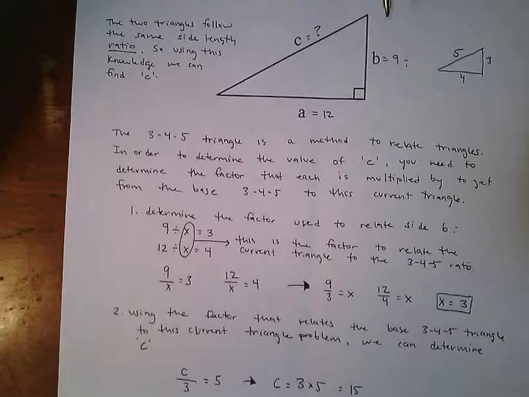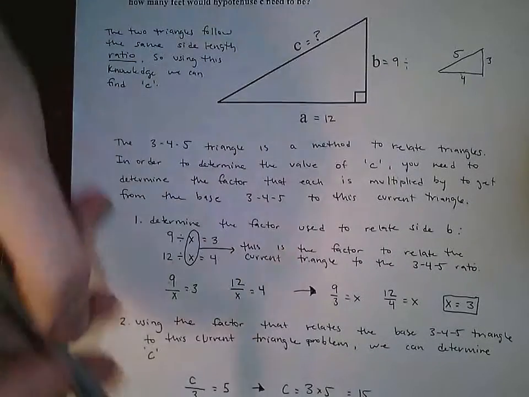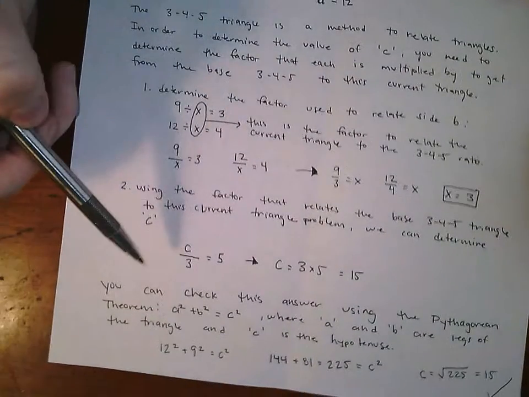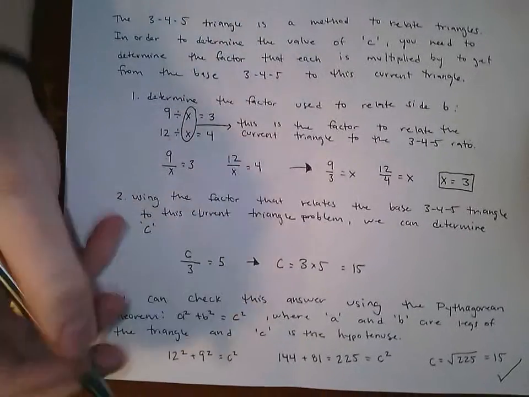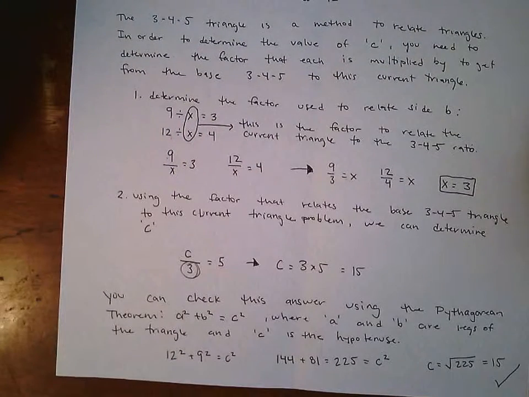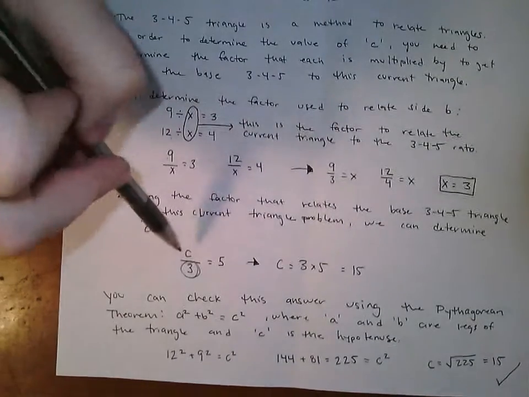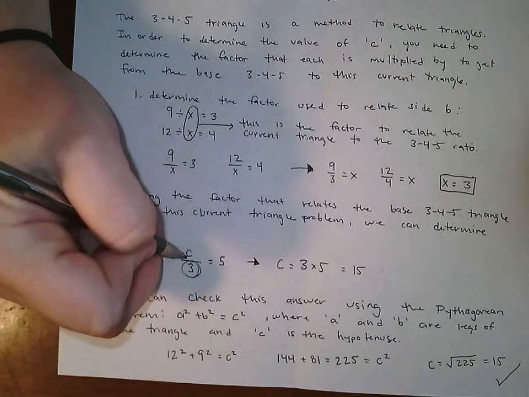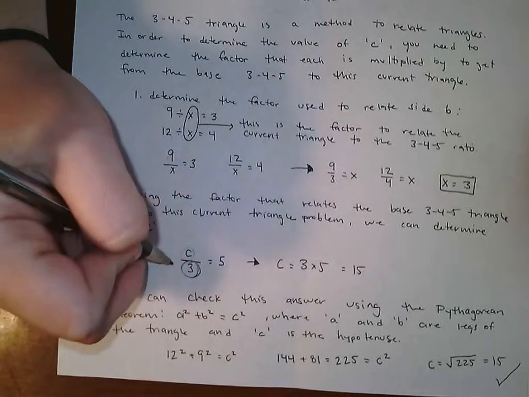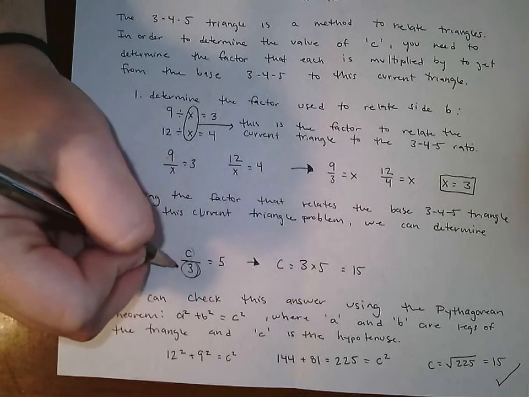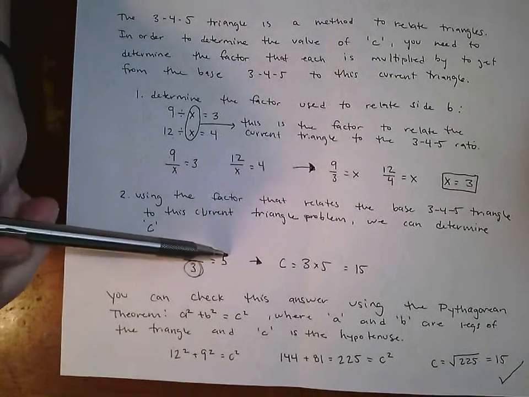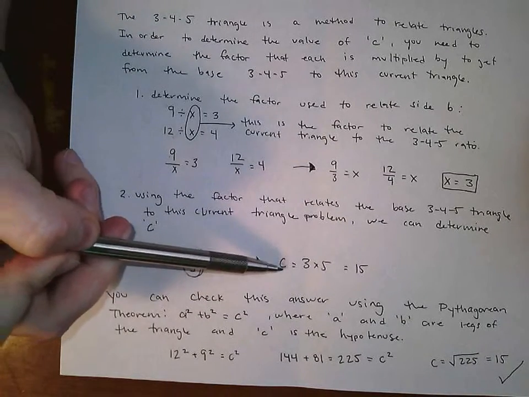Alright, so with that knowledge, we then figure out what our c is. I'm going to move the paper up a little bit. We know that 3 is the factor that's relating these sides to the 3-4-5 triangle. Since we want c, we want to multiply each side of the equation by 3, which will cancel out the 3 on this side, but we'll leave the 3 on this side. So 3 times 5 equals c, as rewritten here, and that's 15.